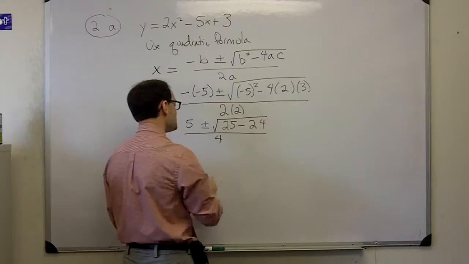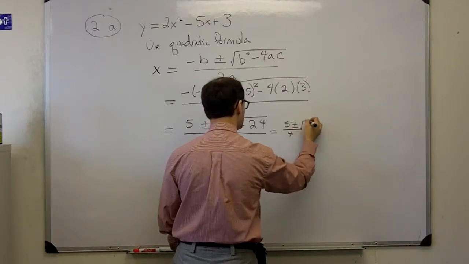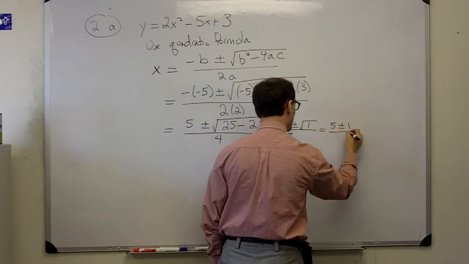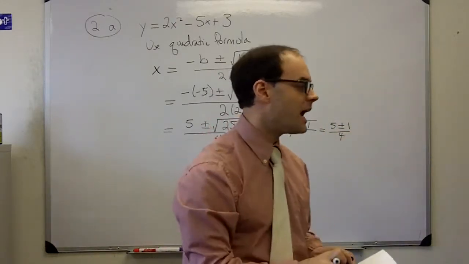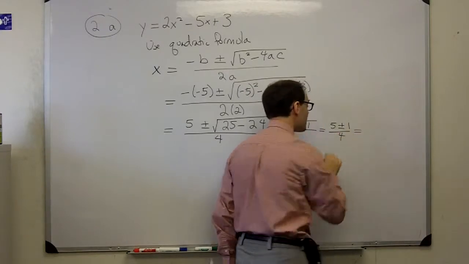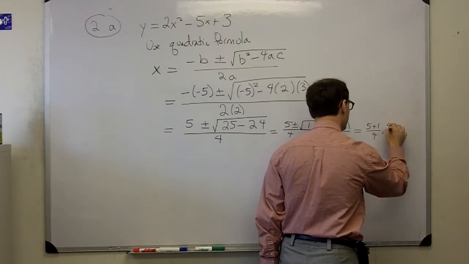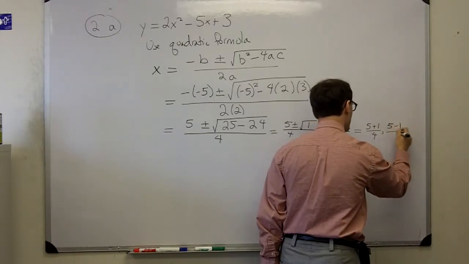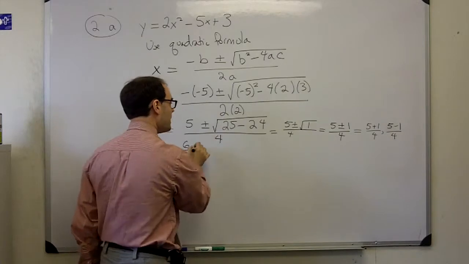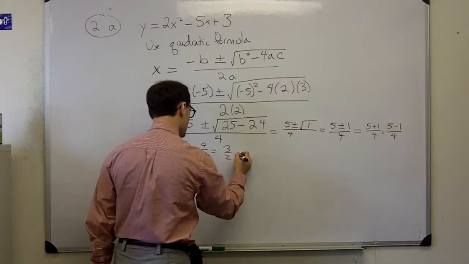And 2 times 2 is 4. So this is 5 plus or minus the square root of 25 minus 24, all divided by 4. That's 1. So this is 5 plus or minus 1 divided by 4. And so what we're going to do now is we can write this out. These are 2 possible solutions. The first one is 5 plus 1 divided by 4, and the second is 5 minus 1 divided by 4. I can simplify those. It's 6 divided by 4, and that's 4 divided by 4. So this is equal to 3 halves, and it's equal to 1.